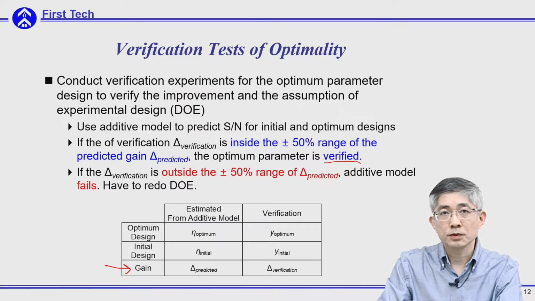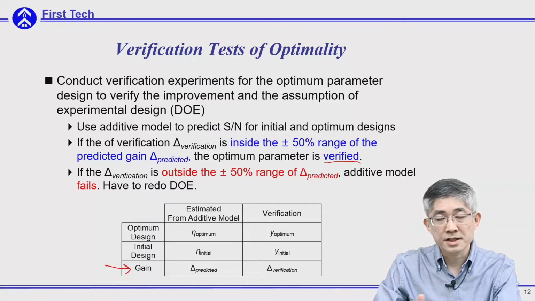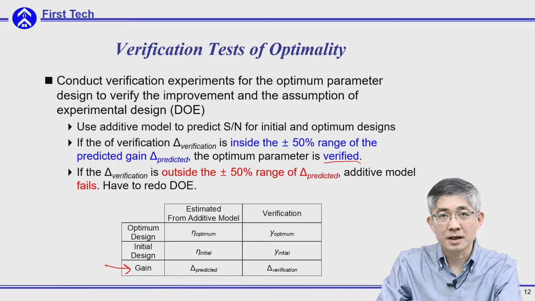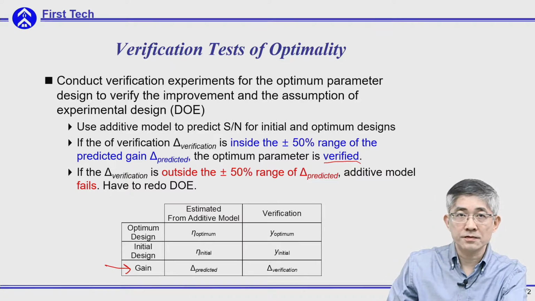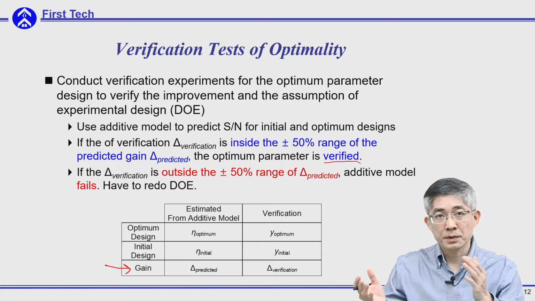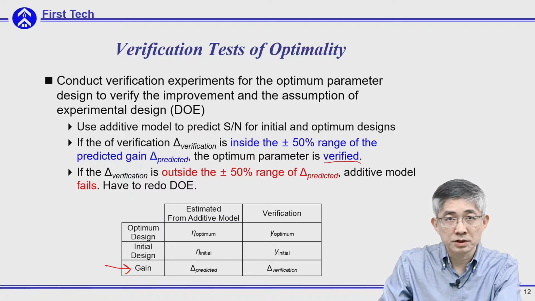So first, when you get the verified result, you can compare your optimal SN ratio with the rest of the design samples. If it is larger than the current samples, that is the first step. And then you use this verification table to make sure that the verified result is within the 50% plus and minus range of the prediction result, and you can conclude your experiment is successful, and your robust parameter design is a good selection.